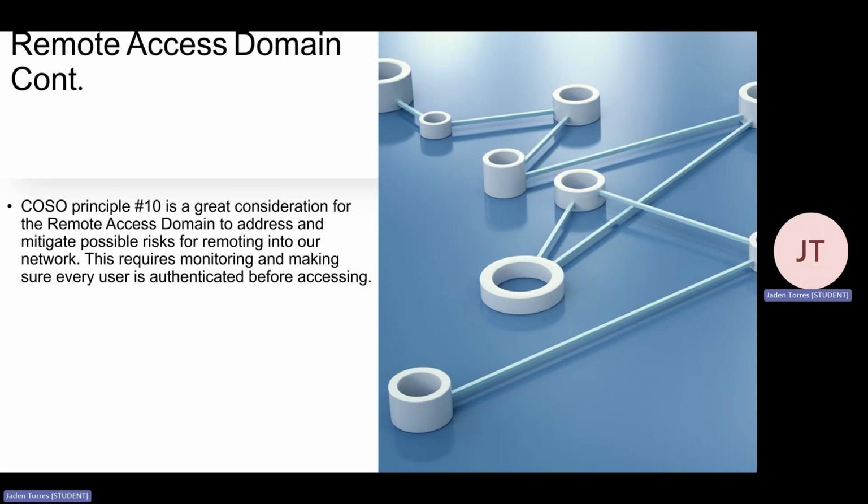A COSO principle that I believe fell in line with the remote access domain is principle number 10, and that fell under the COSO pillar of control activities. Principle 10 states that control activities address and mitigate risk to the company's objectives. I believe this is a great consideration for the remote access domain because it addresses and mitigates possible threats for remoting into our network. It requires monitoring and making sure that every user is authenticated before accessing our system.